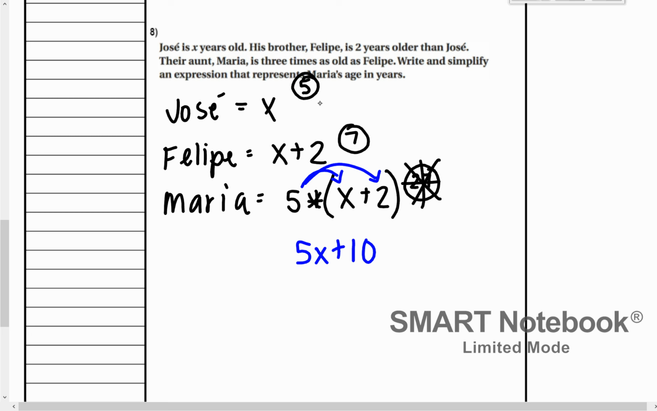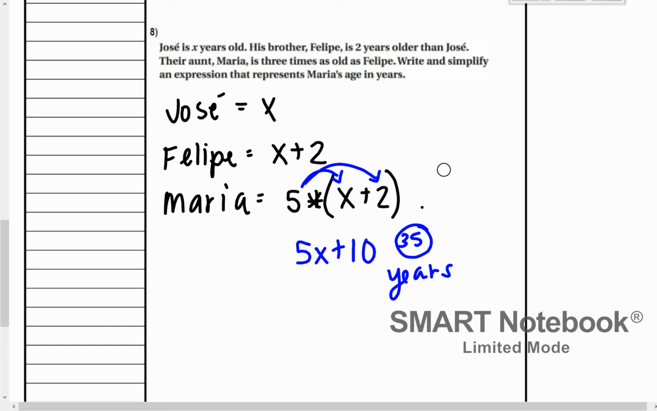So now if we're saying Jose is 5, so x is 5, we'd have 5 times 5 is 25, plus 10 is 35. Okay, this meaning that Maria's age is 35. Felipe's age was 7, that is 5 times Felipe's age. Okay, so this would be our simplified expression in years. Now I just made these numbers up, so that's not answering the question. That was just to prove to you that we need to put that into parentheses. Okay, so our only answer is really going to be 5x plus 10 years.